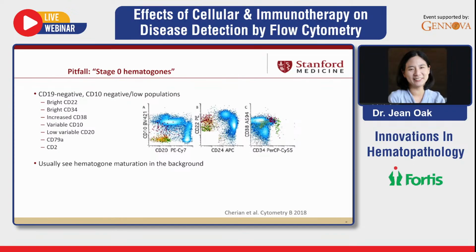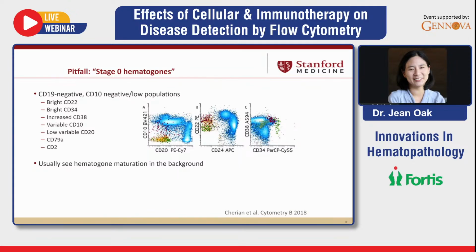This population has also been noticed and described in the UW paper, where they are called stage 0 hematogones. These are CD19 negative, 10 negative or 10 low populations. They're characterized by expression of bright 22, as you can see here. They're also positive for 34. The 38 levels are very similar to normal hematogones. And they oddly can express a little bit of CD20, and then you can also cinch the B cell diagnosis because it'll be positive for 79A. Oddly, they're also a little positive for CD2, but usually we don't run CD2.